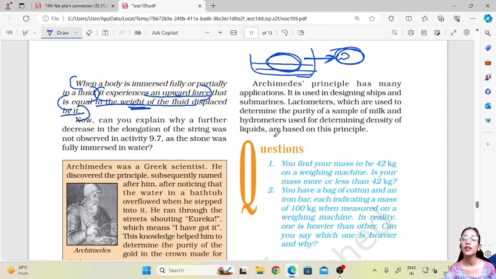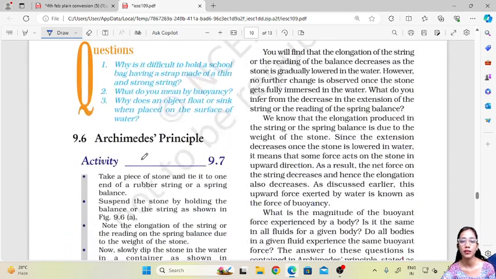Archimedes principle has many applications. It is used in designing ships and submarines. Second, lactometers, which are used to determine the purity of a sample of milk, and hydrometers for determining the density of liquids are based on this principle. So the applications of Archimedes principle are the designing of ships and submarines, lactometers and hydrometers. So this was about Archimedes principle.